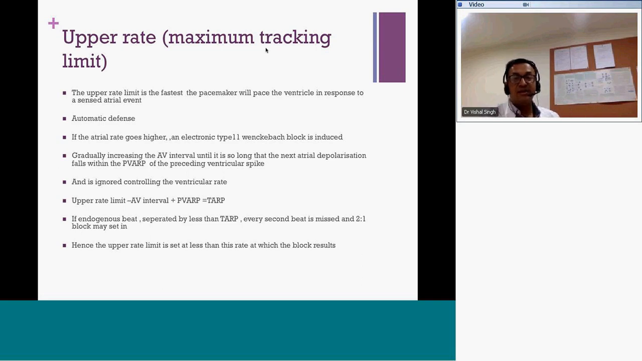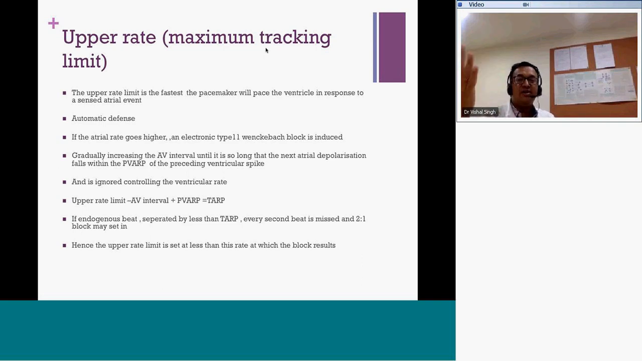If the endogenous atrial rate goes higher, electronic type 1 Wenckebach is induced. So this upper rate adjustment is out here, and this is automatic, you don't have to do it, but you should be aware about it. Why it is there? That's important. So that will help you in understanding your pacemaker better.